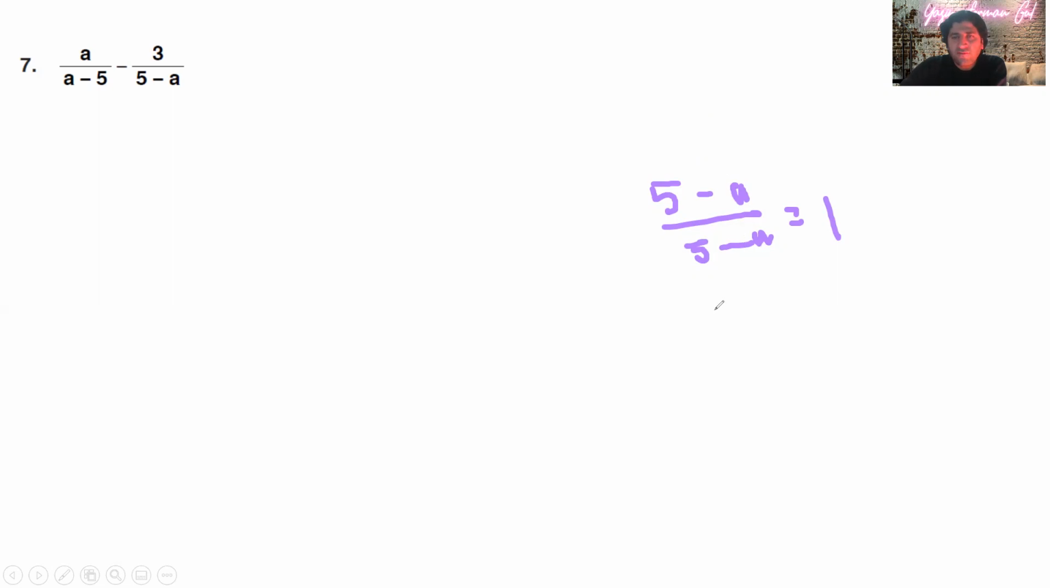But if it is like this, 5 minus a divided by a minus 5, this is different than that.